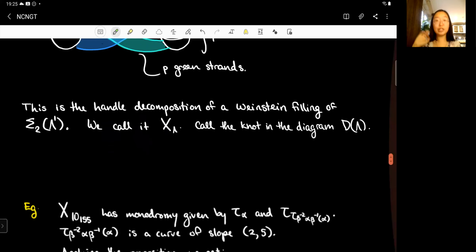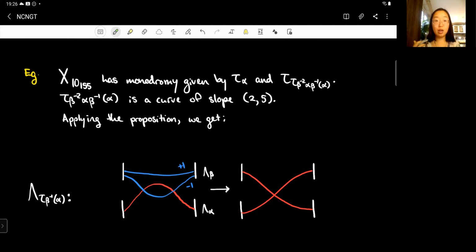So let me just illustrate what the procedure is doing using the 10155 example. X sub 10155 has monodromy given by tau alpha and the following Dehn twist, tau about this curve, which is gamma. So gamma is a curve of slope 2/5. And so what we're going to do is apply the proposition.